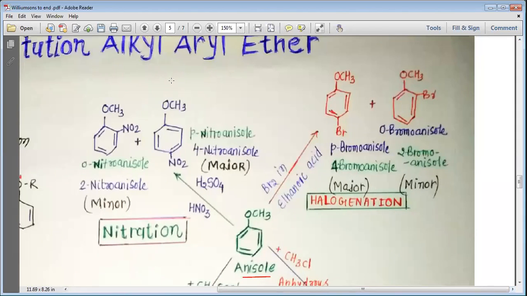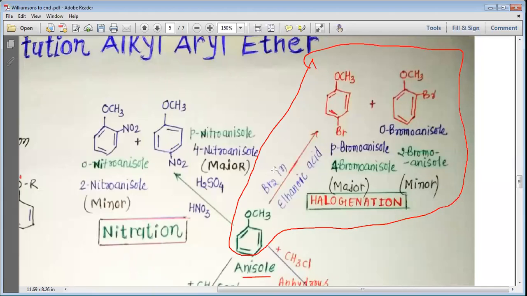First, the reaction known as halogenation. Anisole, when it reacts with bromine dissolved in ethanoic acid, gives us para-bromoanisole and ortho-bromoanisole. Para-bromoanisole is also known as 4-bromoanisole. Ortho-bromoanisole is also known as 2-bromoanisole.